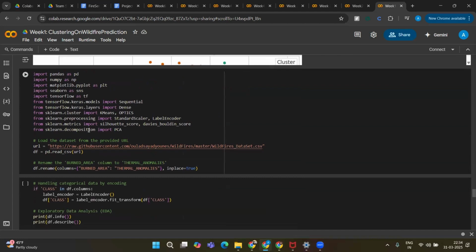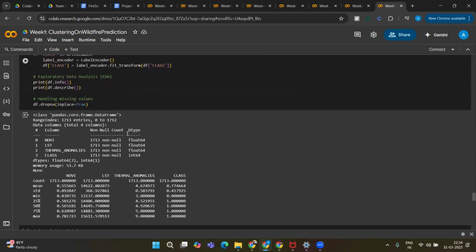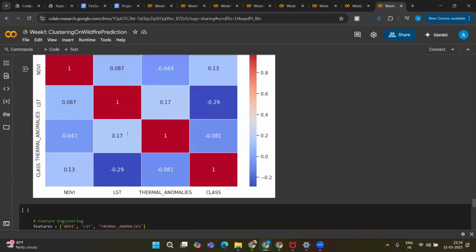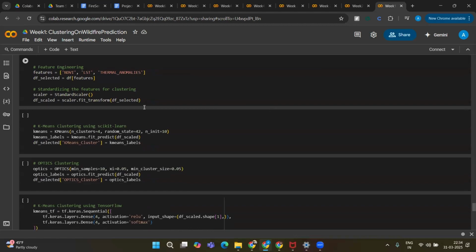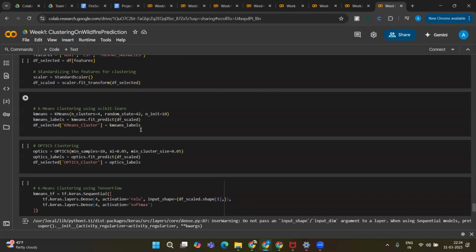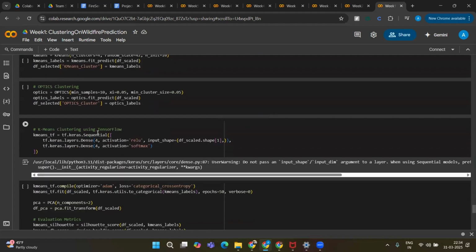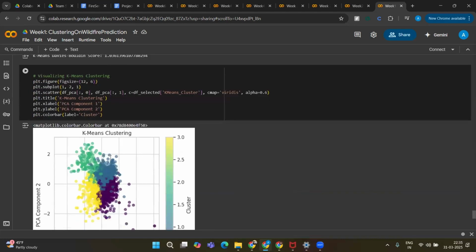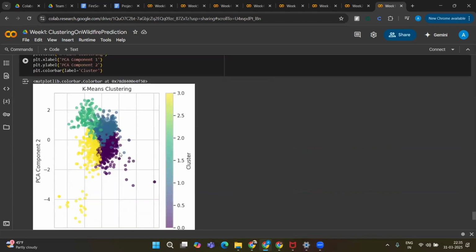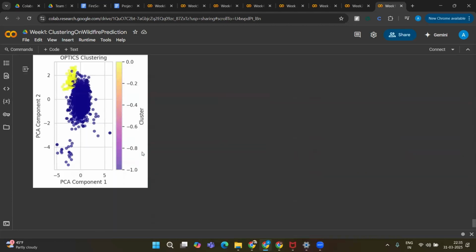This is the third part of the assignment, where we're loading the data set again. This is the encoding that we're doing, then the correlation matrix as you can see, then feature engineering, and standardizing the features. This is where we start with the clustering part. First we did k-means, and the second clustering algorithm we did was OPTICS. This is the silhouette score and also the Davies-Bouldin score. With k-means clustering, these are the four clusters that we got, and then this is using the OPTICS clustering.